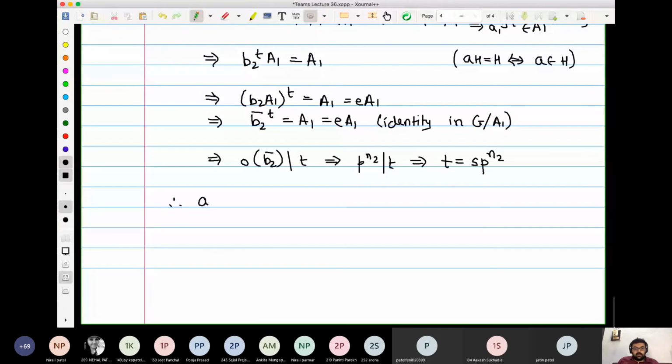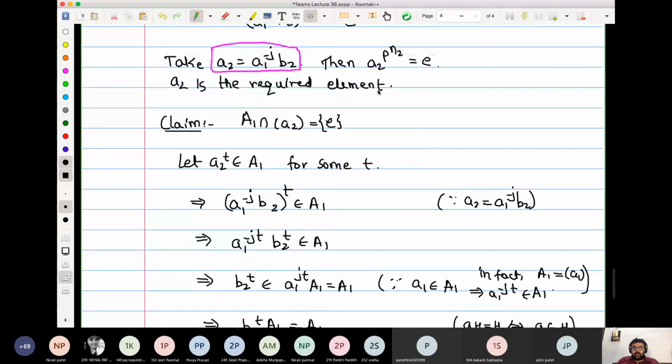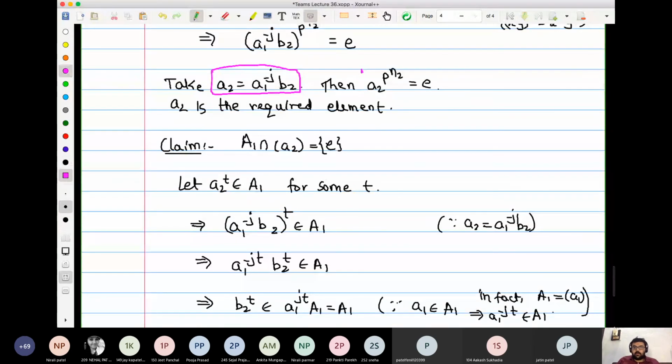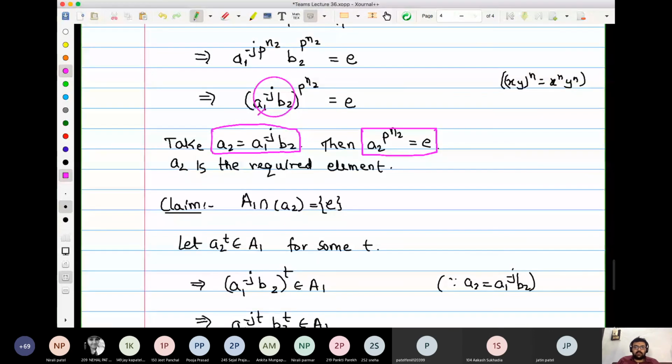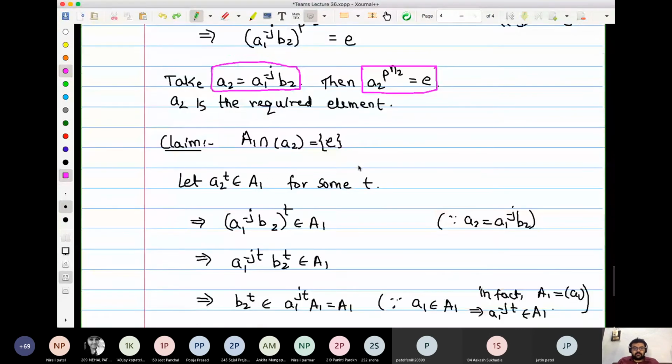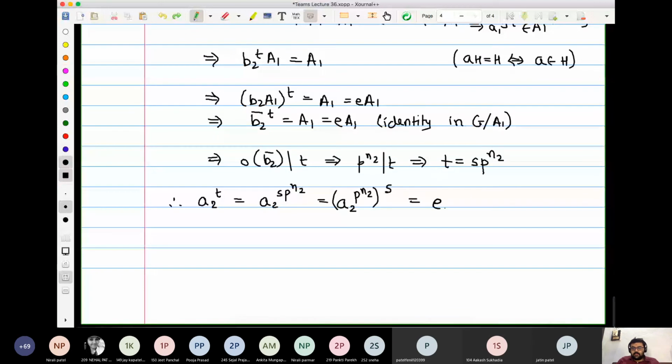So therefore, what will be A2 power T? A2 power T equals A2 power S power T, and T is this, but this is A2 power P power N2 and power S. A2 power P power N2 is identity. This was how A2 was selected. So that is identity. This is e power S, which is e.